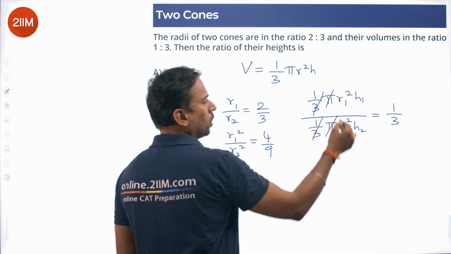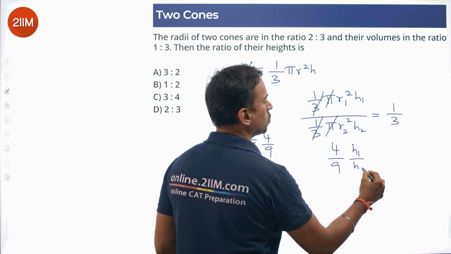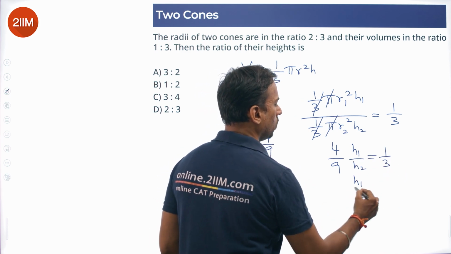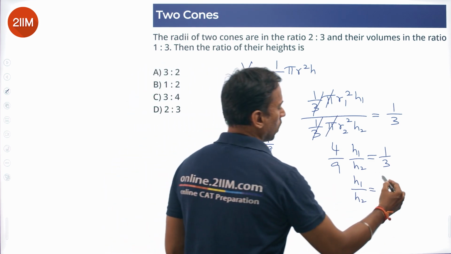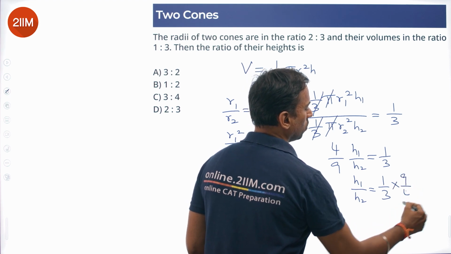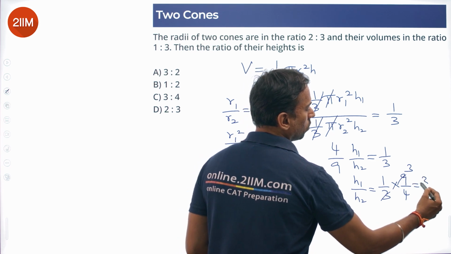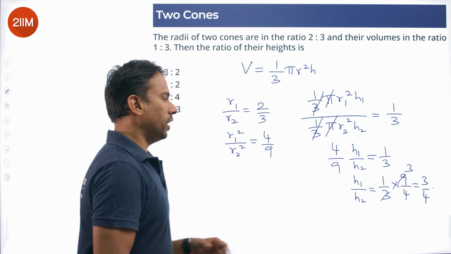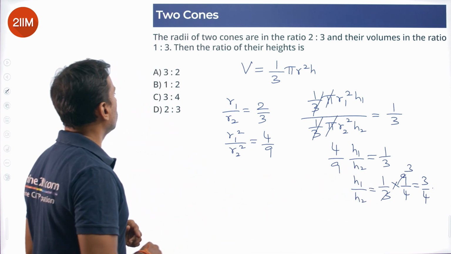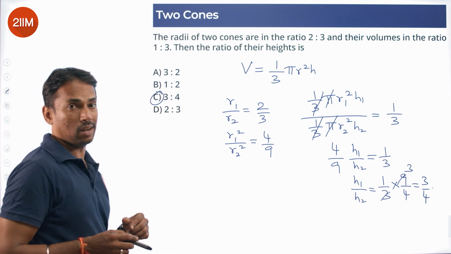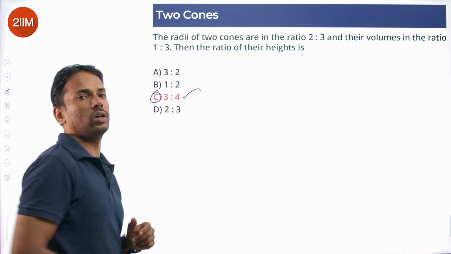Now we can cut all these constants. We also know r1 square by r2 square is 4 by 9. We'll substitute this 4 by 9. H1 by H2 is equal to 1 by 3 into 9 by 4, so we can cut some common terms. We can cut this 3, so we are ending up with 3 by 4. So the ratio of H1 by H2 should be equal to 3 by 4. The ratio is 3:4, so option C is there. Ready? We'll check this. Yeah, right. Option C, 3:4 is the right answer.